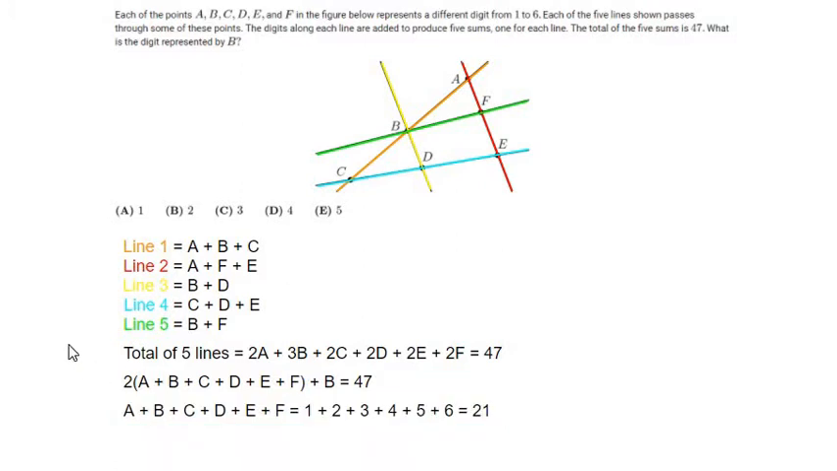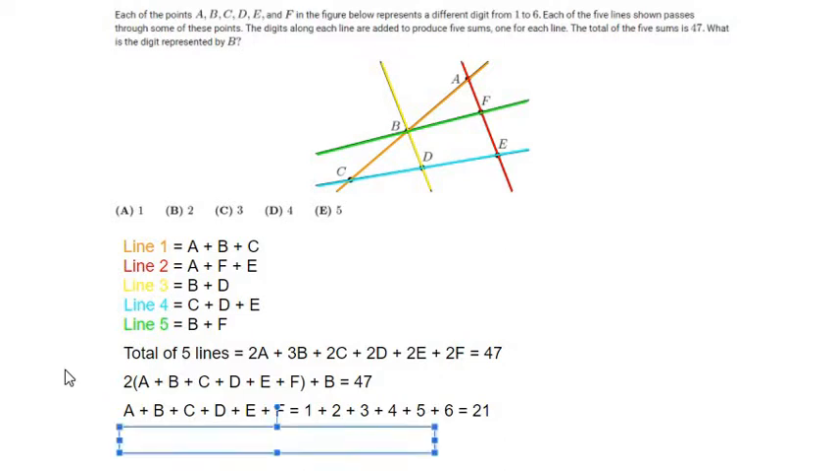The last part of this problem is that A plus B plus C plus D plus E plus F is equal to 1 plus 2 plus 3 plus 4 plus 5 plus 6, because we have to use a different digit from 1 to 6 for each of these 6 points. So all of these 6 points together give us a sum of 21.